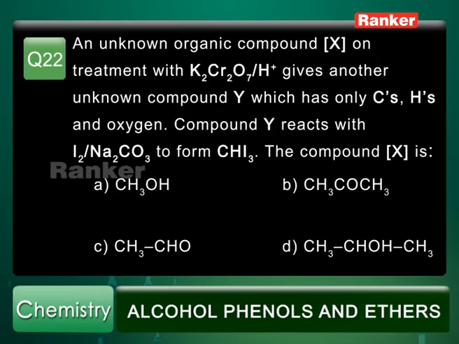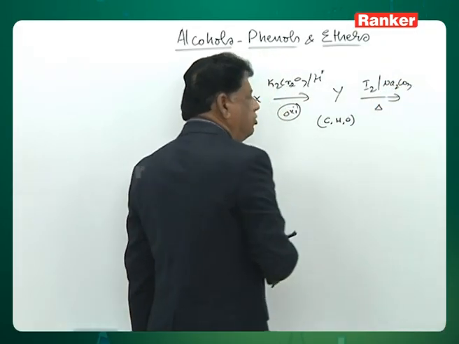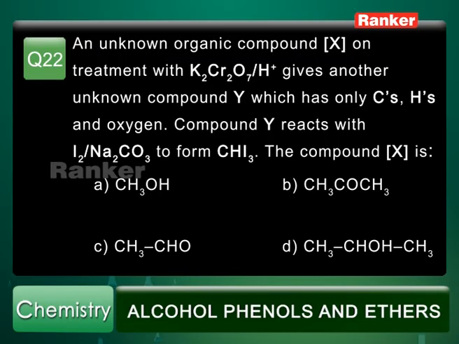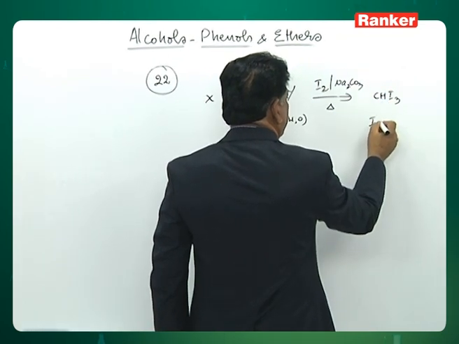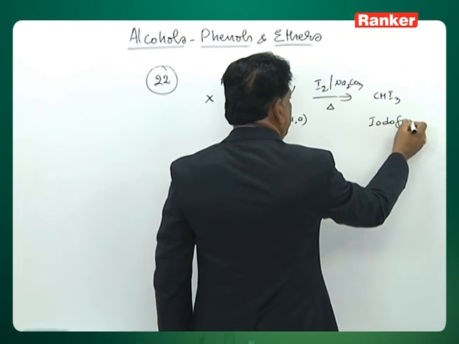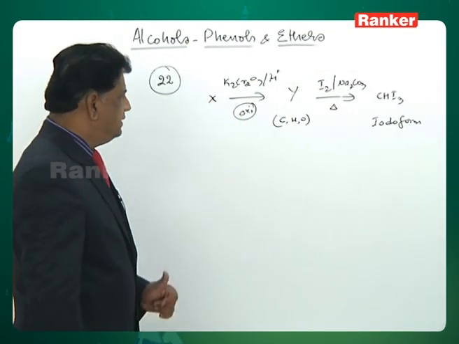However, that Y reacts with iodine and a base like sodium carbonate, Na2CO3. Boiling must be done. It gives a well-known compound called CHI3. CHI3 is known as what? Iodoform. This is known as iodoform. Iodoform is formed from this compound Y. So, therefore, what is this X?